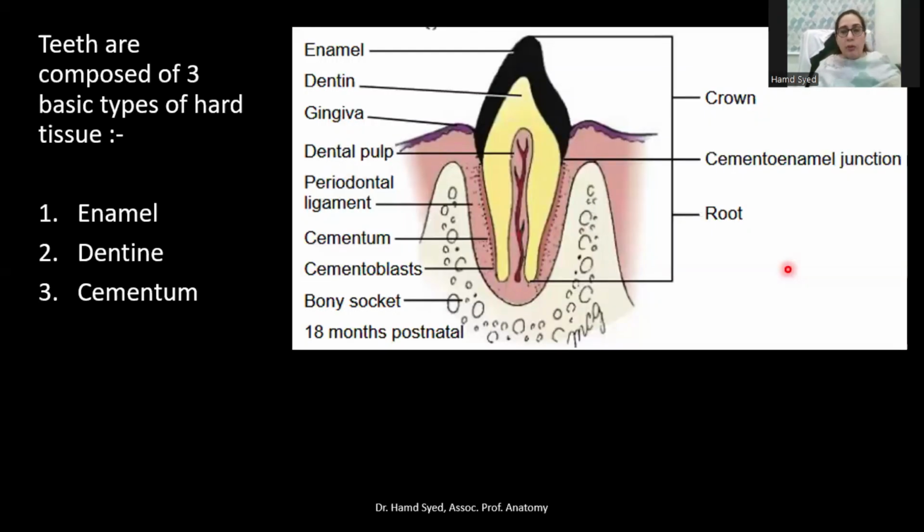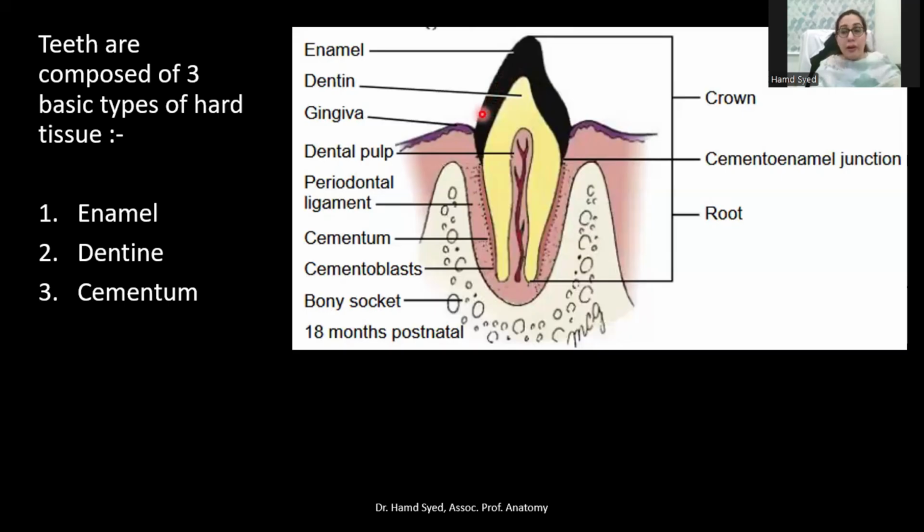So before we start with the embryology of the teeth, let's look at the basic structure that the tooth is composed of three types of tissues. Now, these three types of tissues are enamel, dentine, and cementum. You see here is a simple diagram through a sagittal section of a tooth. It is showing us in black over here the enamel, which is covering that part of the tooth which is above the gingiva. This is known as the crown of the tooth, and it is covered by the enamel.